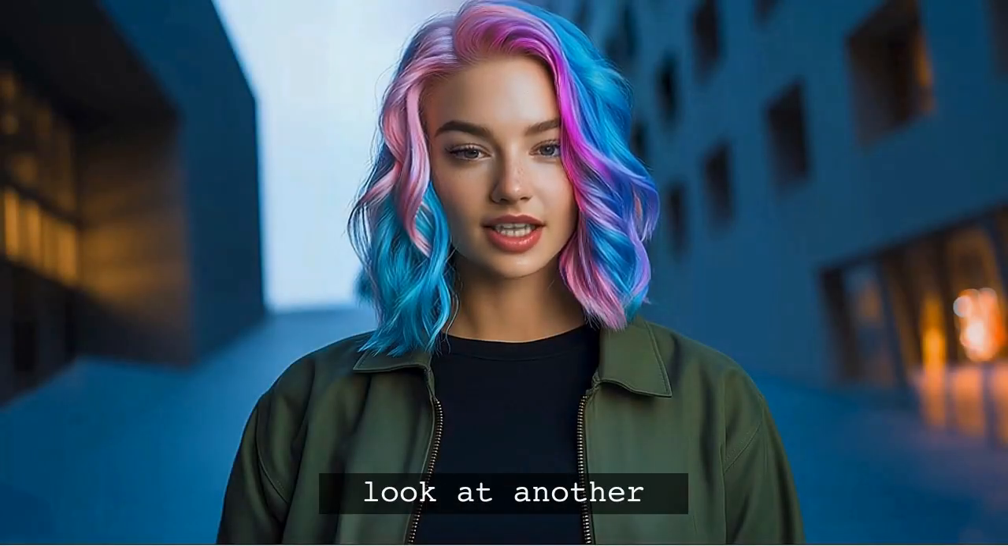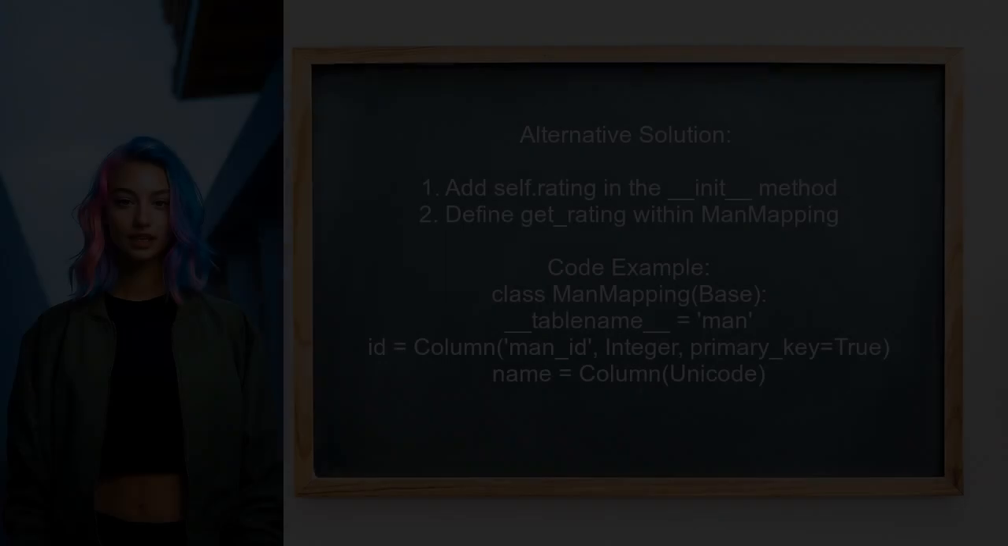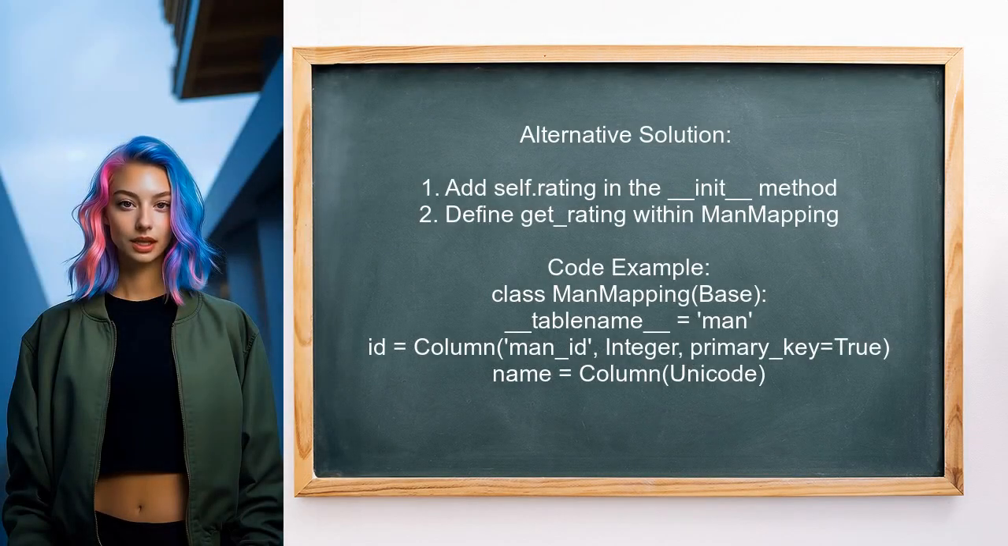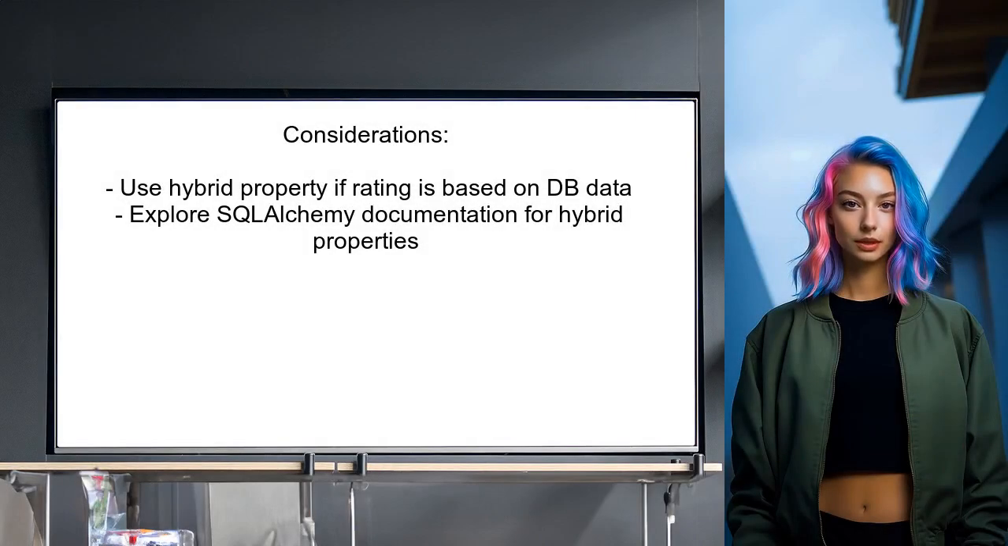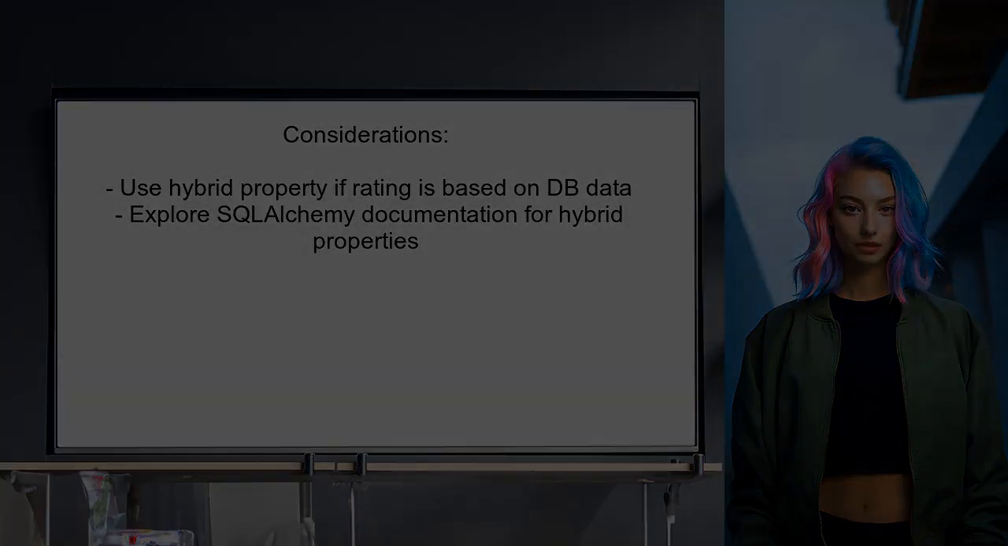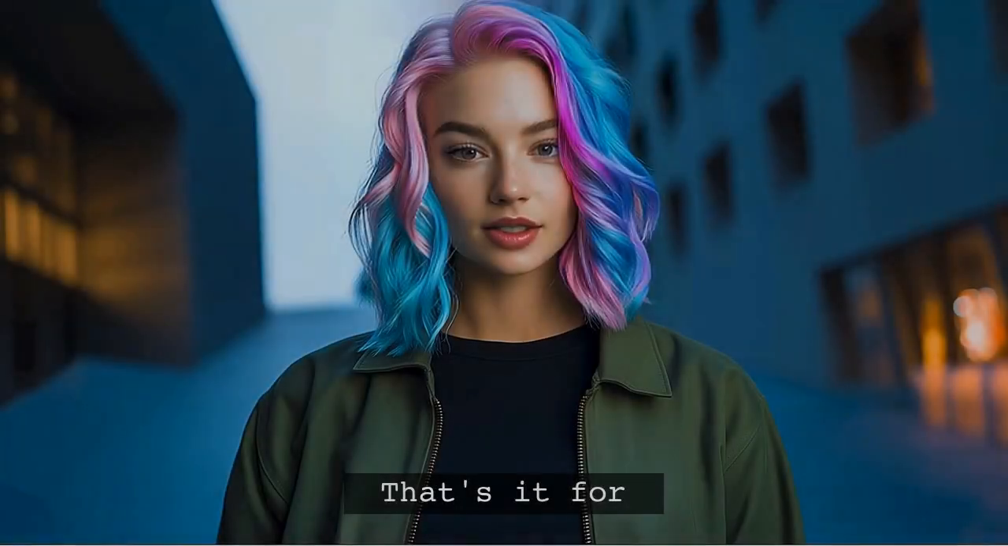Let's take a look at another one. An alternative approach suggested by another user involves using an initializer method in the man mapping class. They recommend adding self.rating in the init method and defining the getRating function within the same class. Additionally, if the rating is calculated using data from the database, they recommend exploring the hybrid property feature in SQLAlchemy. That's it for that response.